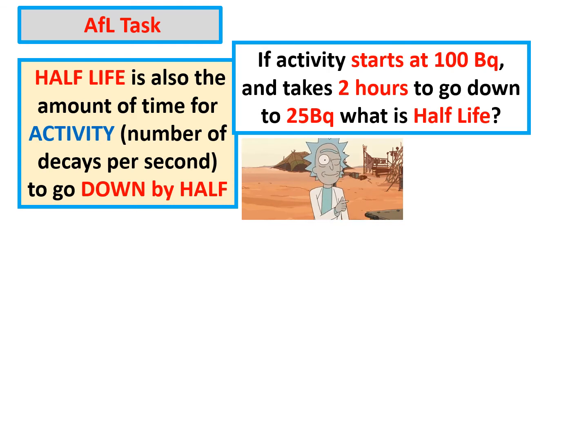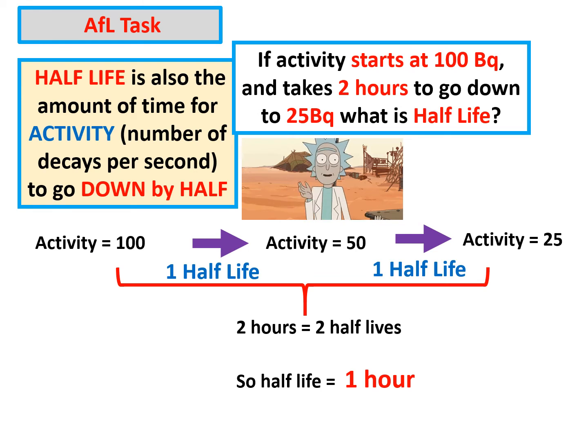Equally, if the activity starts at 100 becquerels and takes 2 hours to go down to 25 becquerels, what's the half-life? So we can see that if we had an activity of 100 and then we chop it in half, we'll have an activity of 50. If we chop it in half again, we'll have an activity of 25. So we've had to wait 2 half-lives for it to go down, and that took 2 hours. So that means 1 half-life was 1 hour.